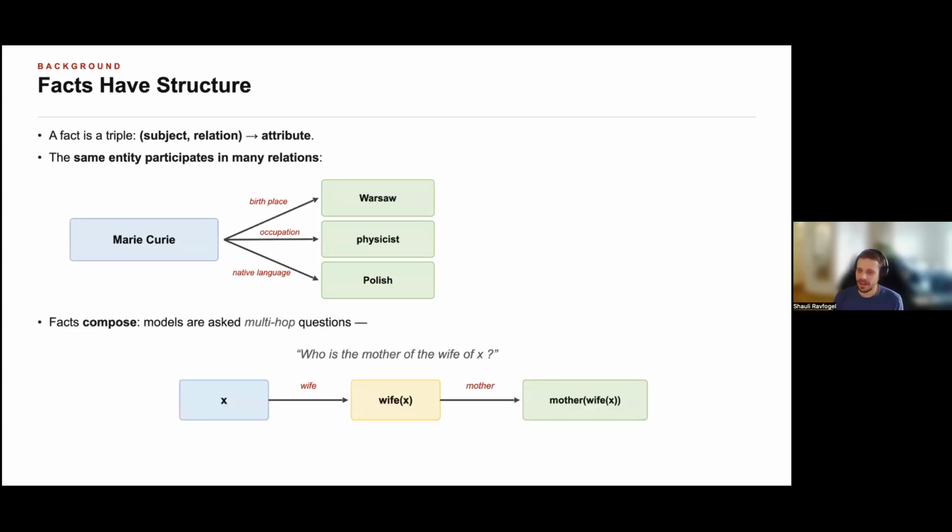Another basic property of factual knowledge is that we can compose questions into multi-hop questions. For example, we can ask, what is the mother of the wife of X? So we compose the relation wife of with the relation mother of.